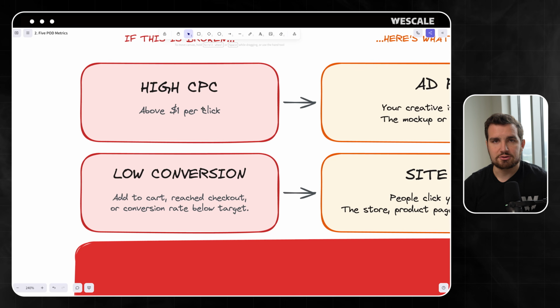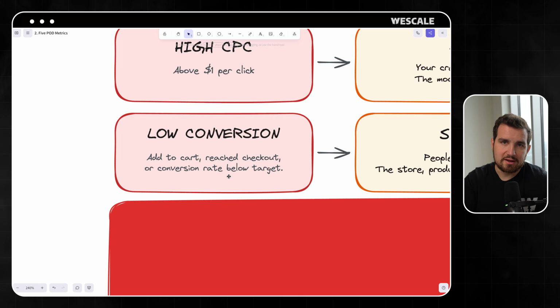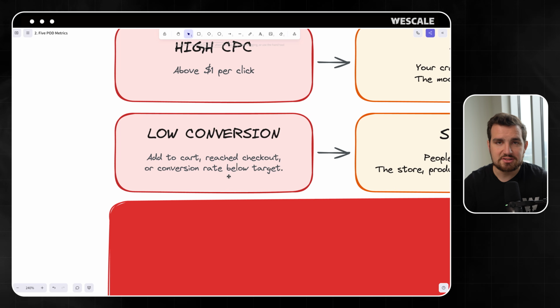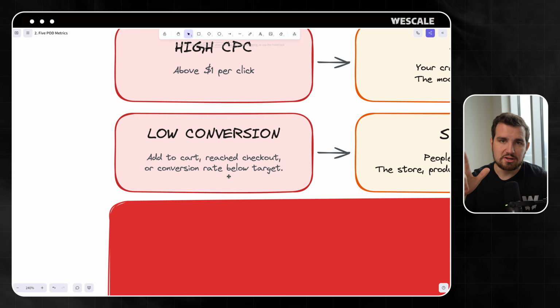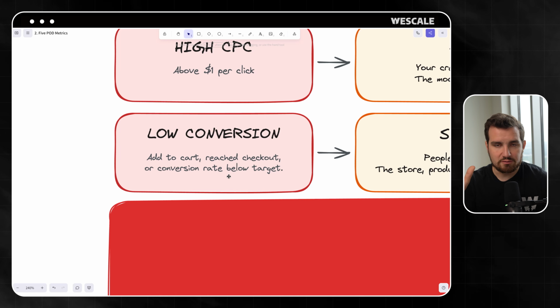Same exact thing holds true for your site. You'll likely start off with a low conversion rate, unoptimized store, and from making changes and from learning where people are dropping off, we can start to take back control. If we have a low conversion rate, we now know that it is not just the conversion rate. It's one of 3 specific things. It's either add to cart, reach checkout, or the actual conversion rate itself.